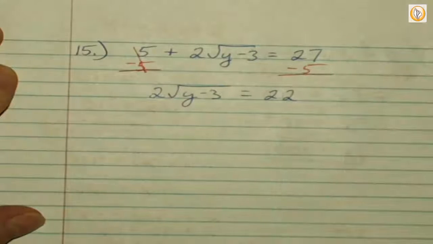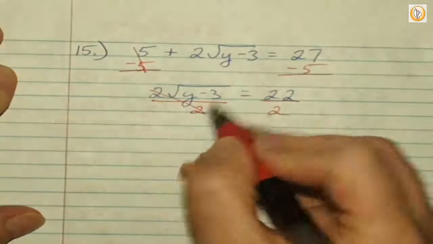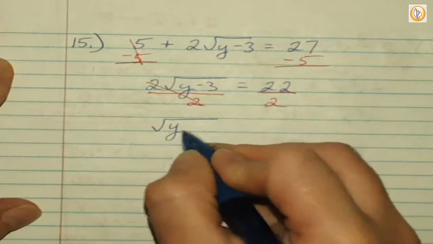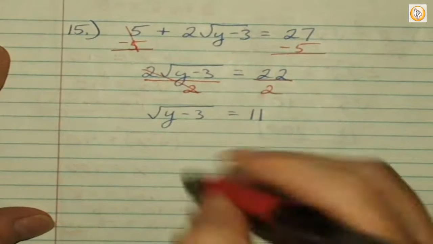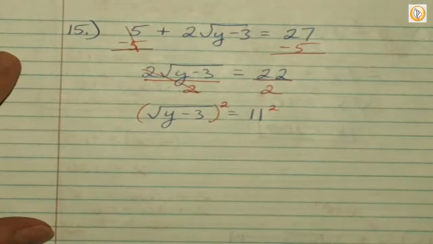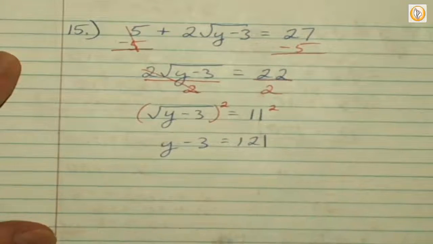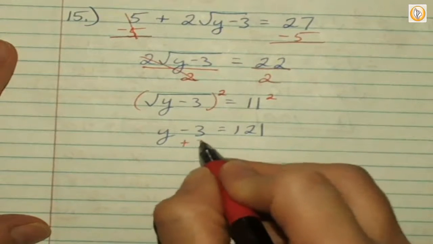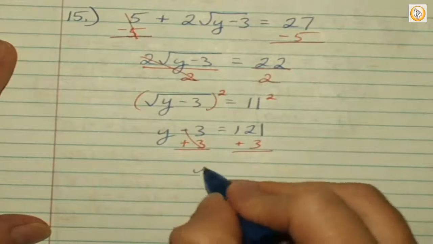And then you divide both sides by 2 to get rid of the 2 on the outside. Then you get square root of y minus 3 equals 11. And then you square both sides. And then you get y minus 3 equals 121. And then you add 3 to both sides. You get y equals 124.